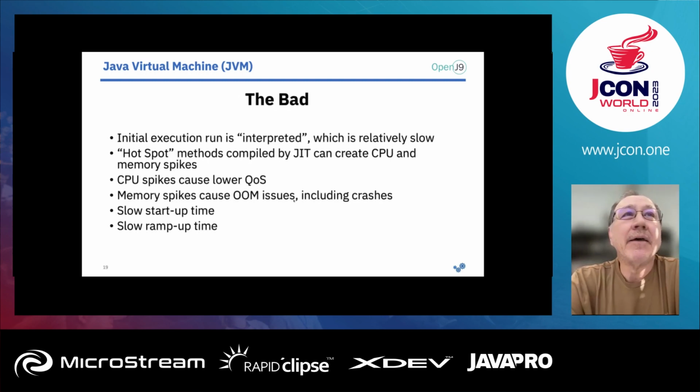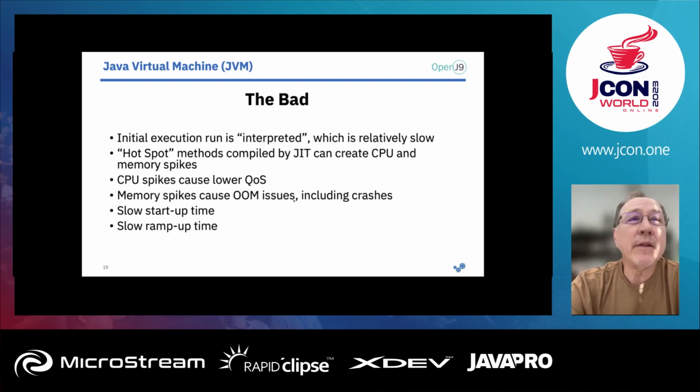The bad side of that way of doing things is that the initial execution run is interpreted, which is relatively slow. Those hotspot methods that are compiled by the JIT have to be identified, and the compiles have to take place. And that causes CPU and memory spikes. Those CPU spikes cause lower quality of service. Your memory spikes cause out-of-memory issues, including crashes. And the end result is we have slow startup time and slow ramp-up time.